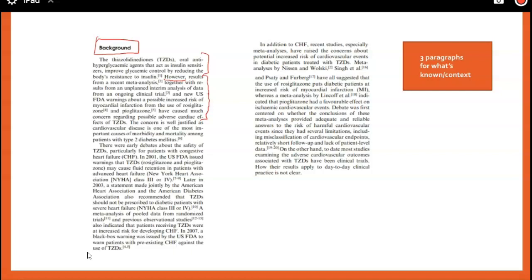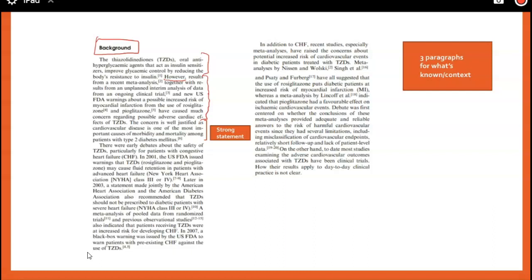So the focus here is on patients with diabetes, and these TZDs have seemed to be very successful because they reduce their resistance to insulin, but they also create a whole host of other issues around adverse cardiac effects of TZDs. And then the first sentence tells us this is what we know about TZDs, this is what they do. However, there's some other evidence that really shows that they're complicated or risky in particular contexts. And then the last sentence here is a very strong statement about why this concern is justified.